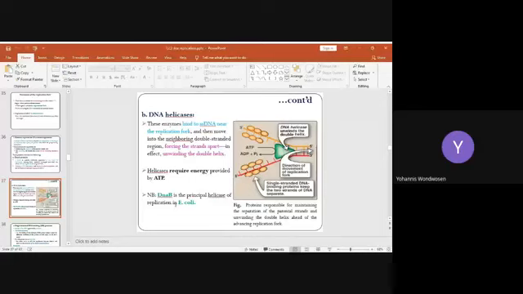The other one, DNA B protein, is the principal helicase for replication in E. coli, Escherichia coli. The DNA helicase activity belongs to the DNA B protein. So those are the major proteins which are responsible for at least unwinding of the DNA strand.